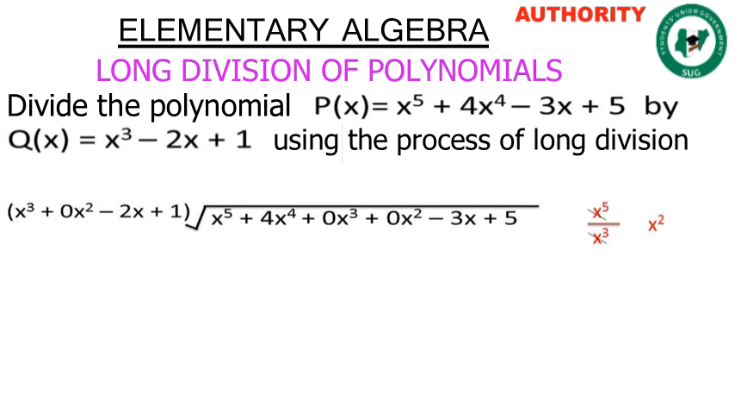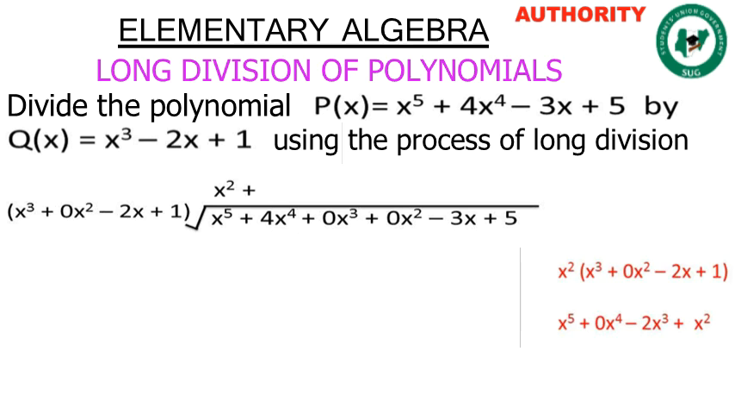So we have x raised to power 5 divided by x raised to power 3 giving us x raised to power 2. Now we are going to pick x raised to power 2 and then multiply it by all our divisor. So we take x raised to the power 2 multiplied by x raised to the power 3 plus 0x squared minus 2x plus 1. We say x raised to the power 2 times x raised to the power 3 gives us x raised to the power 5.